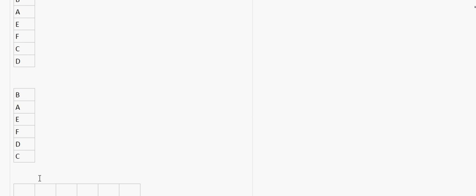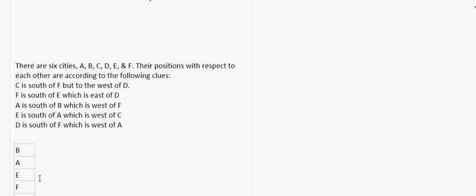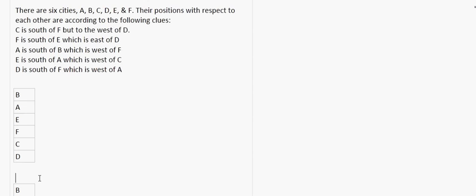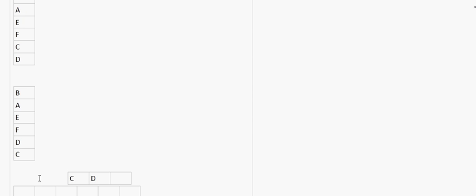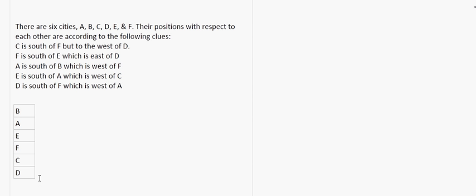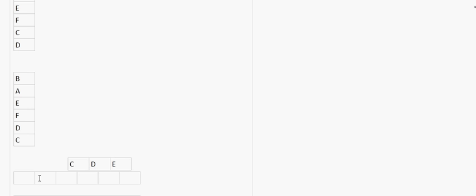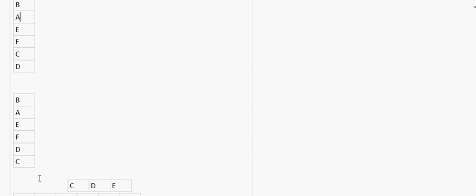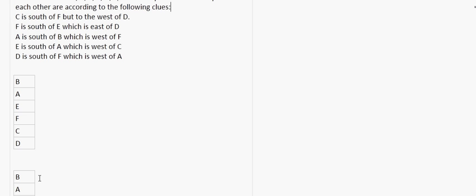So before writing the final order, we'll just write C is to the left of D, right? What it then says is F is south of E and E is east of D. So E is east of D. E is here, right? Then it says A is south of B, which is west of F. So B is west of F. We don't know about its relationship between C, D, E right now, so let's leave it.